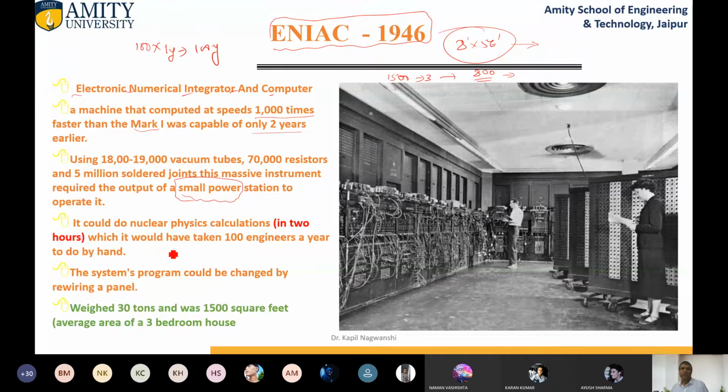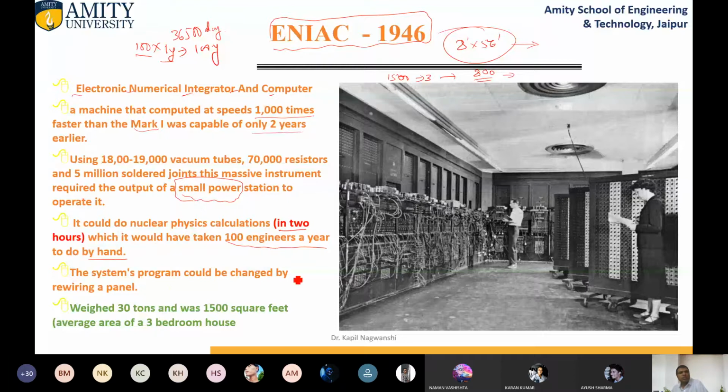It could do the calculation in just 2 hours. Before this, it was 100 engineers for 1 year, that is a 100-year calculation, because 100 engineers require a year to do it by hand. It is not 365 days, it is 3,600 days of computation. And now with this system, it takes just 2 hours.